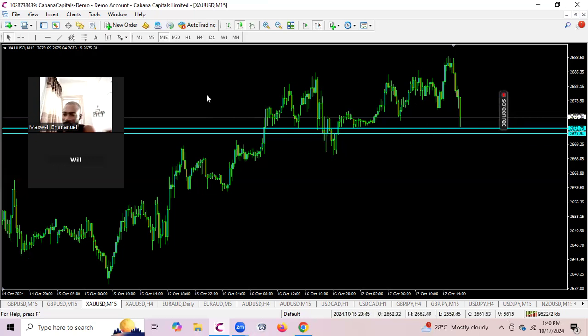Let's see, the next 4-hour candle will be by 5, let's see, by 2 p.m. The candlestick pattern that forms after this gap gets filled will determine if I would go bullish on gold. Okay, so let's see GBP JPY.